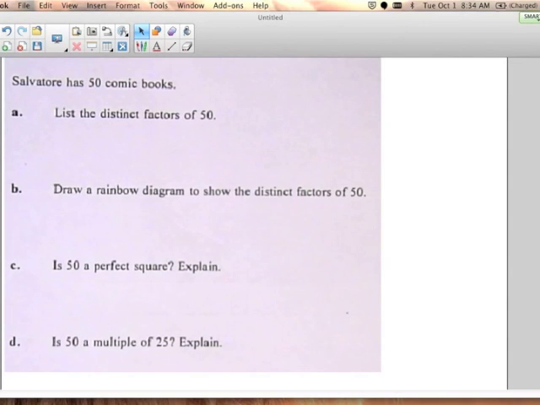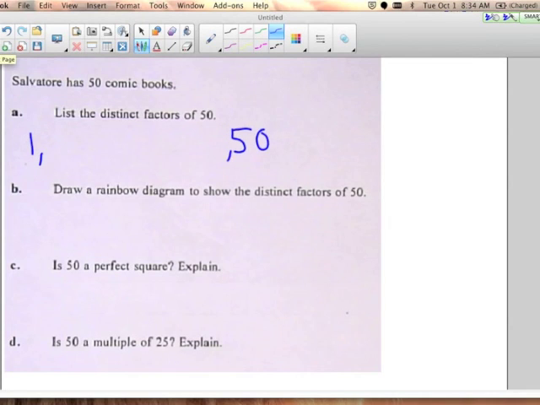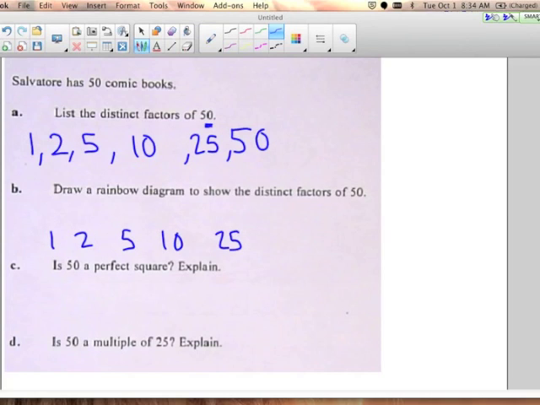For Salvatore, with his 50 comic books, the distinct factors, I can always list 1 and the number itself. It's even, so I know it'll go with 2 and 25. And then it ends in a 0, so I know that'll be 5 and 10 in this case. I draw my rainbow diagram. If you're drawing a rainbow diagram and there's something that doesn't match up quite right, then you've probably missed a factor. And so that's just matching up the factor pairs.